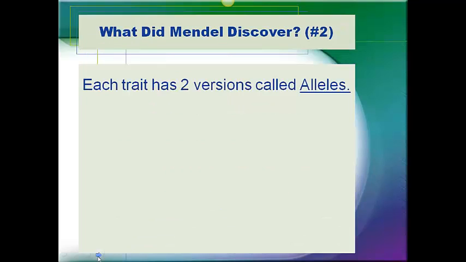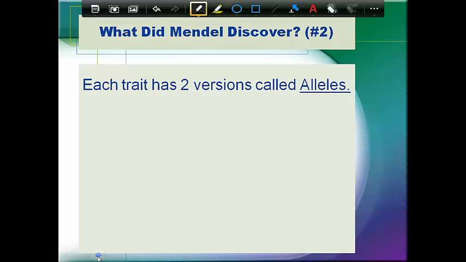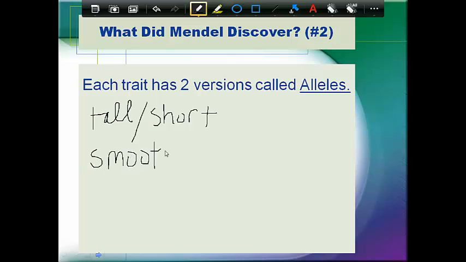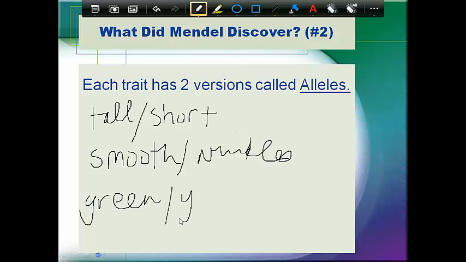So one of those hypotheses, number 2, was that each of these traits must have two versions, and he called these versions alleles. So in his case, in the pea plants, his versions were tall or short, smooth or wrinkled, green or yellow. So in his pea plants, he said that all of these different versions were called alleles.